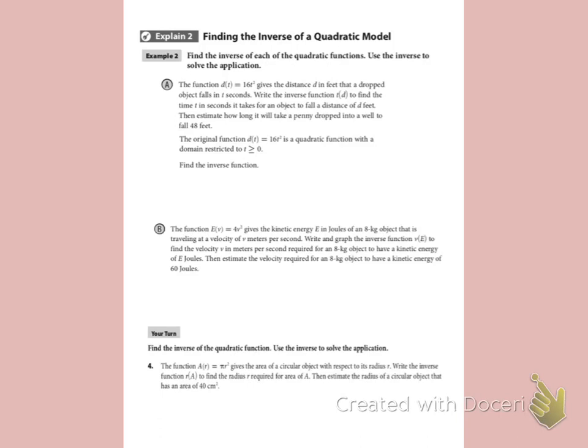So it says the original function, d of t equals 16t squared, is a quadratic function with a domain restricted to t greater than or equal to 0, because, of course, negative time wouldn't make sense. So now they want us to find the inverse. Again, we're going to start off with the original, d of t equals 16t squared, but I'm just going to drop that function notation and just call it d instead.